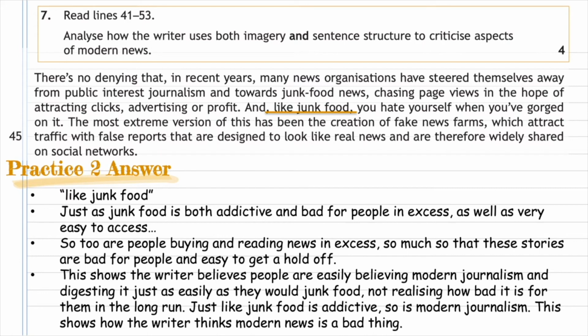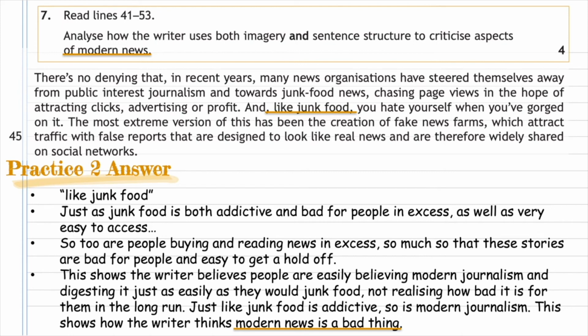Just like junk food is addictive, so is modern journalism. This shows how the writer thinks modern news is a bad thing. As you can see, it's criticising aspects of modern news. I've linked that back in the final sentence when I say that modern news is a bad thing.